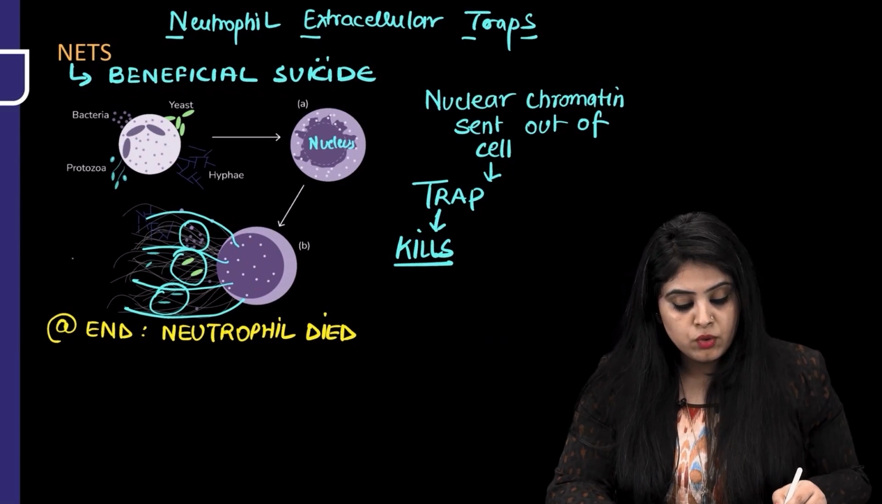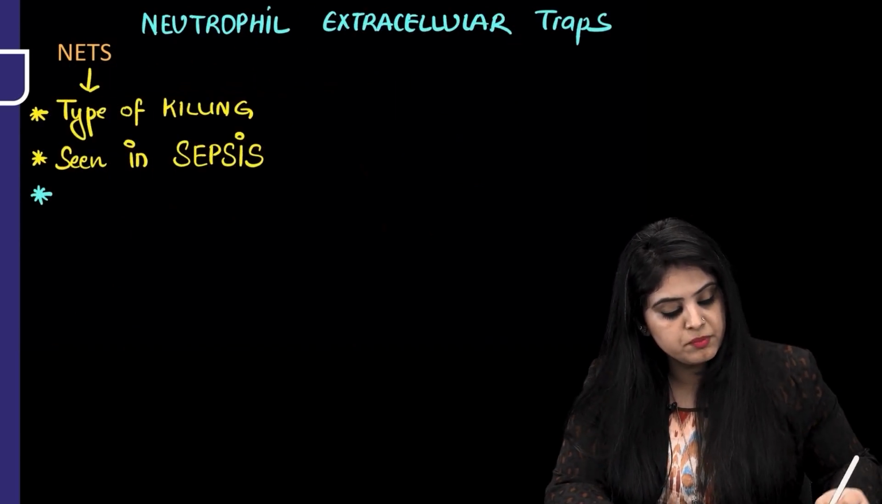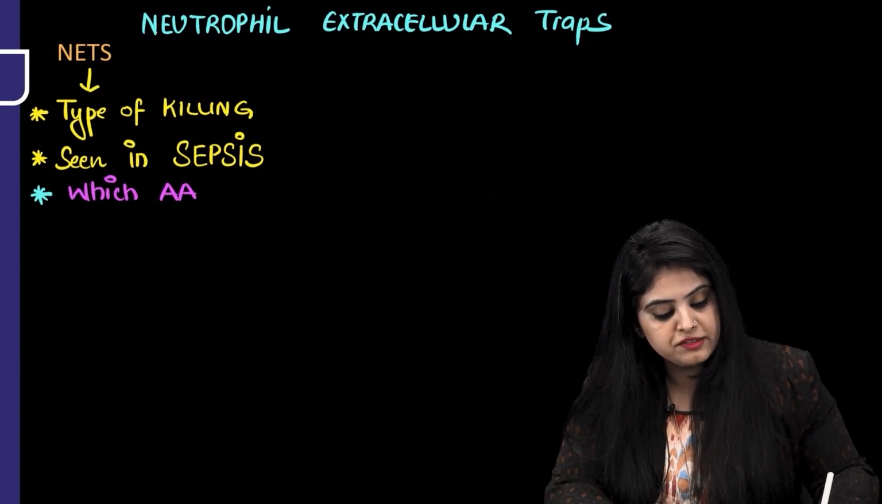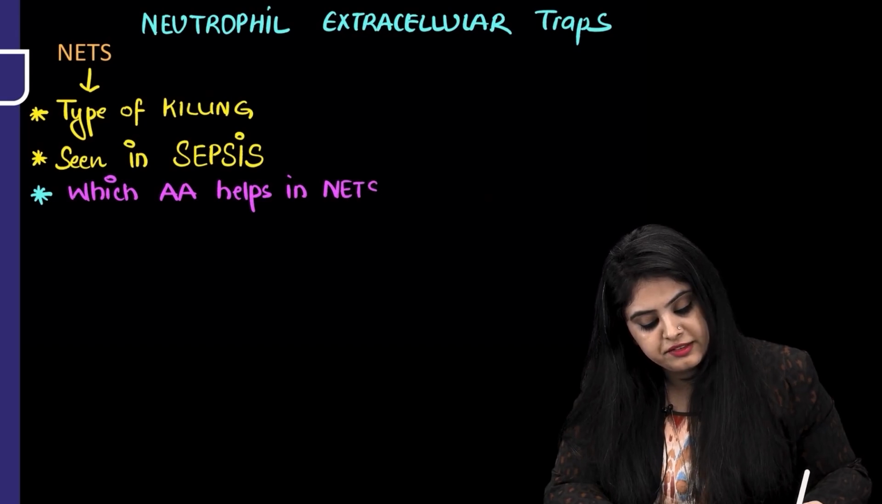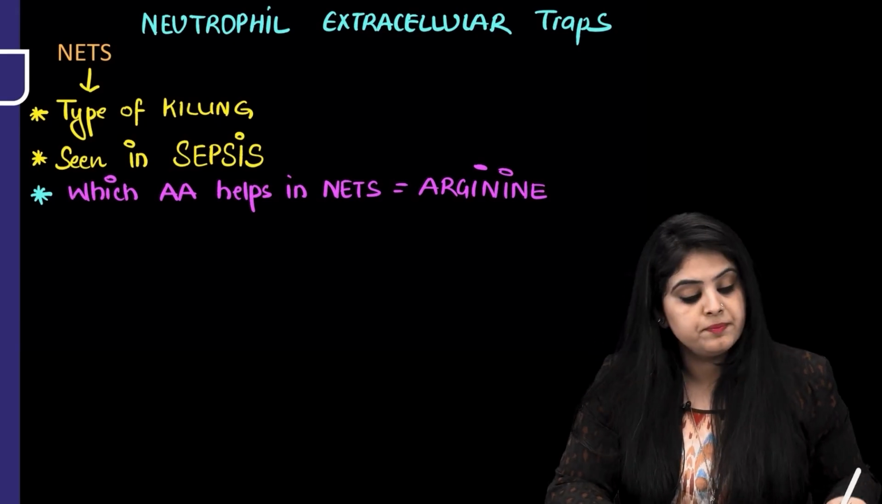And do you know who is going to help in all of this? There's a question that has come in the previous year JIPMER papers. Which amino acid helps in NETs? And the answer is arginine. Arginine helps in NETs. Very, very important question.